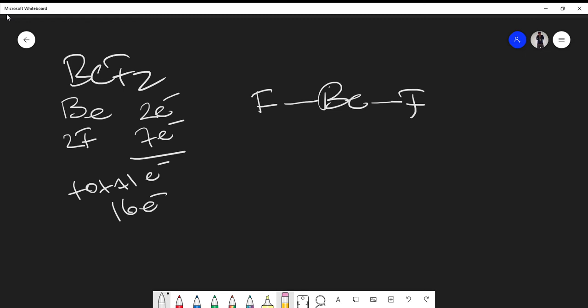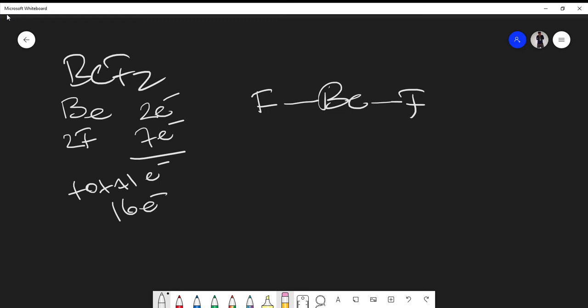Now, beryllium in this case is actually a special case. It does not satisfy the octet rule, just like hydrogen does not satisfy the octet rule. So that's one of the exceptions that you just have to know. For elements such as fluorine, chlorine, oxygen, nitrogen, those will always satisfy the octet rule. So again, we've only used 4 electrons out of the 16 that we have to place.